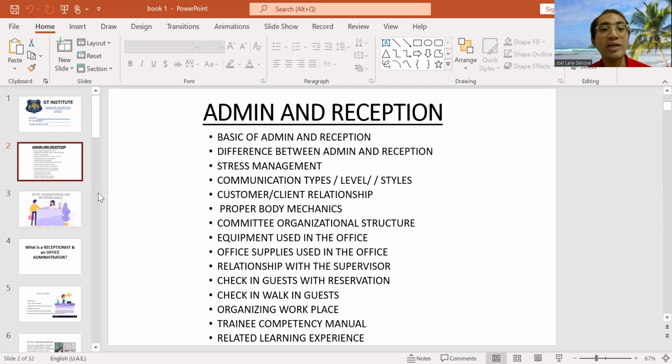Understood? Difference between admin and reception, stress management. So there are some stresses, personal stress. It could be work related, family related. How do you manage your stress? Communication types, levels, and styles, customer-client relationship, proper body mechanics, committee organizational structure, equipment used in the office, supplies used in the office, relationship with the supervisor, check-in guests and reservation, check-in walk-in guests, organizing workplace, training competency, and related learning experiences. So these are the things that you will learn in admin and reception, right?